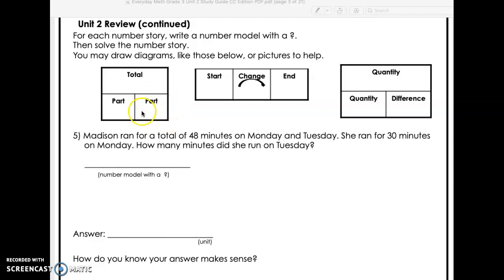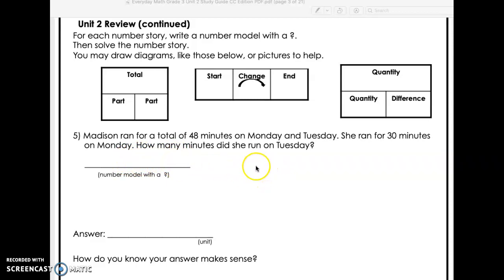When we need to know a part of a problem like this, and we already know the total, then we need to know what the difference is between this number and this number. So we're subtracting. So you're going to write 48 minus 30 equals question mark.